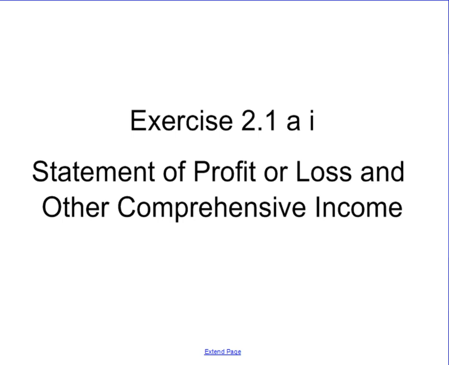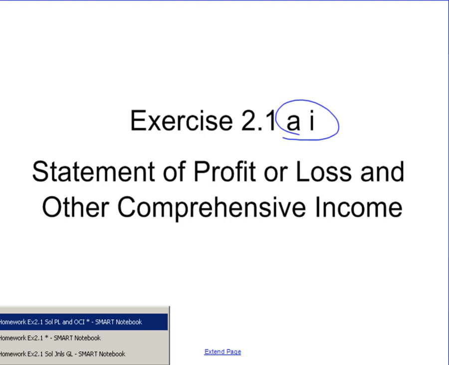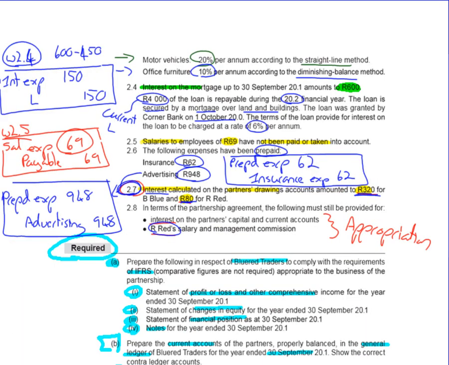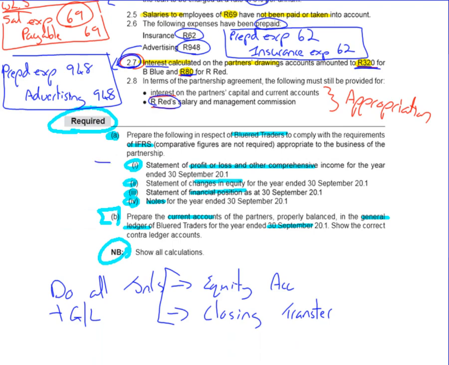Let's now attack the first part of this required, part A1, and we had to do the statements of profit or loss and other comprehensive income. So if we go back to our question, in the required, this is what we're dealing with first. Statements of profit and loss for 30th of September.